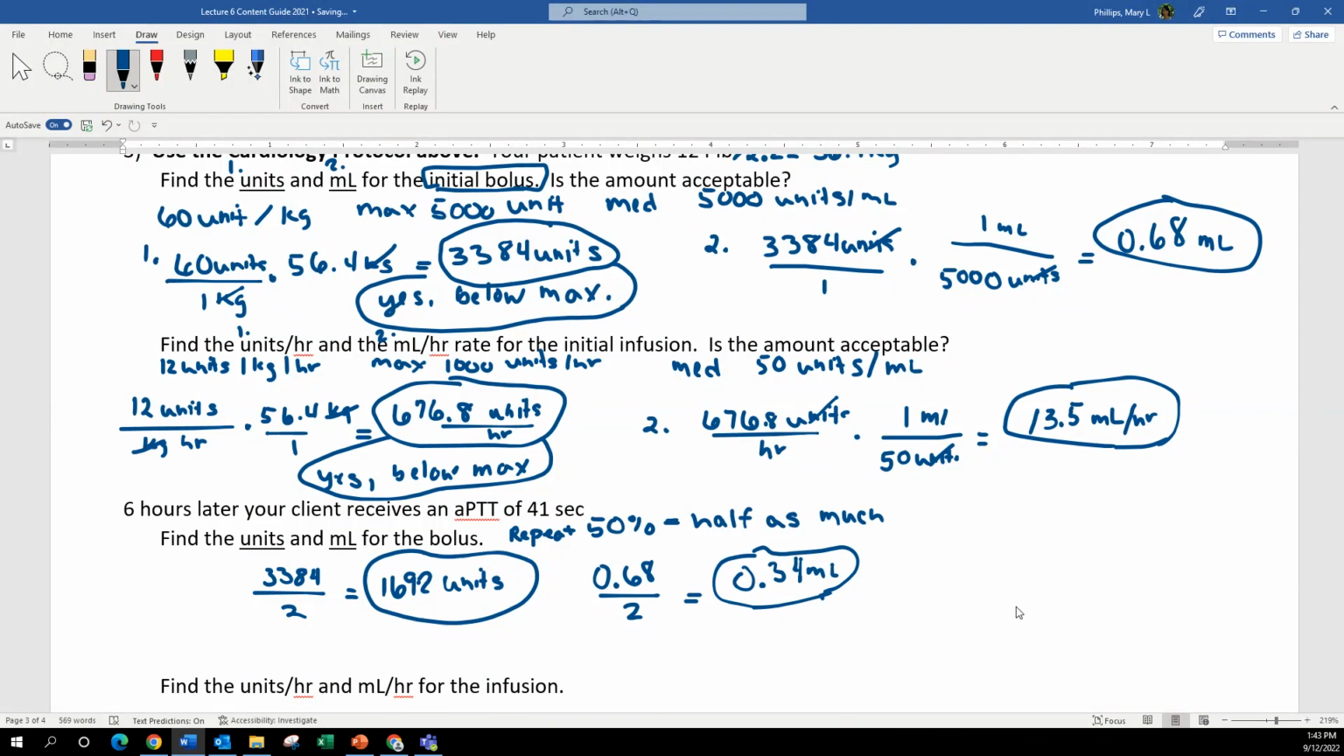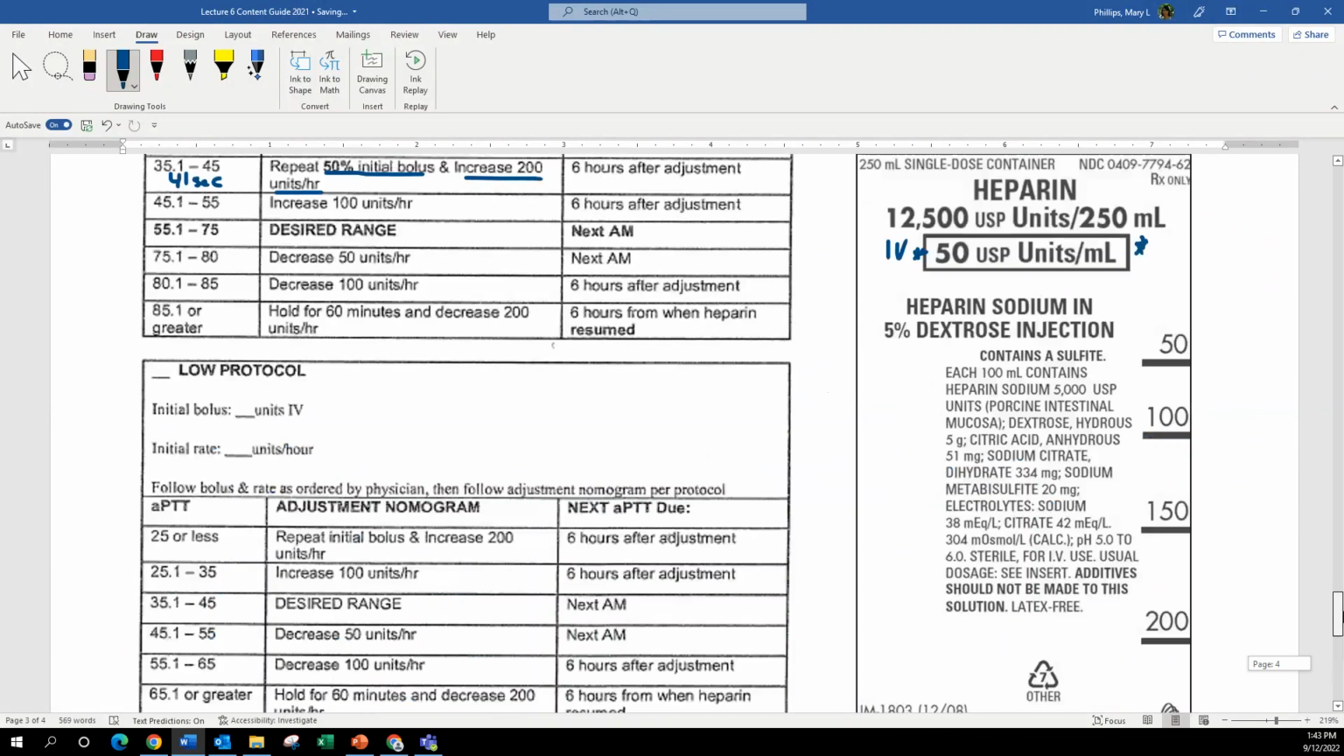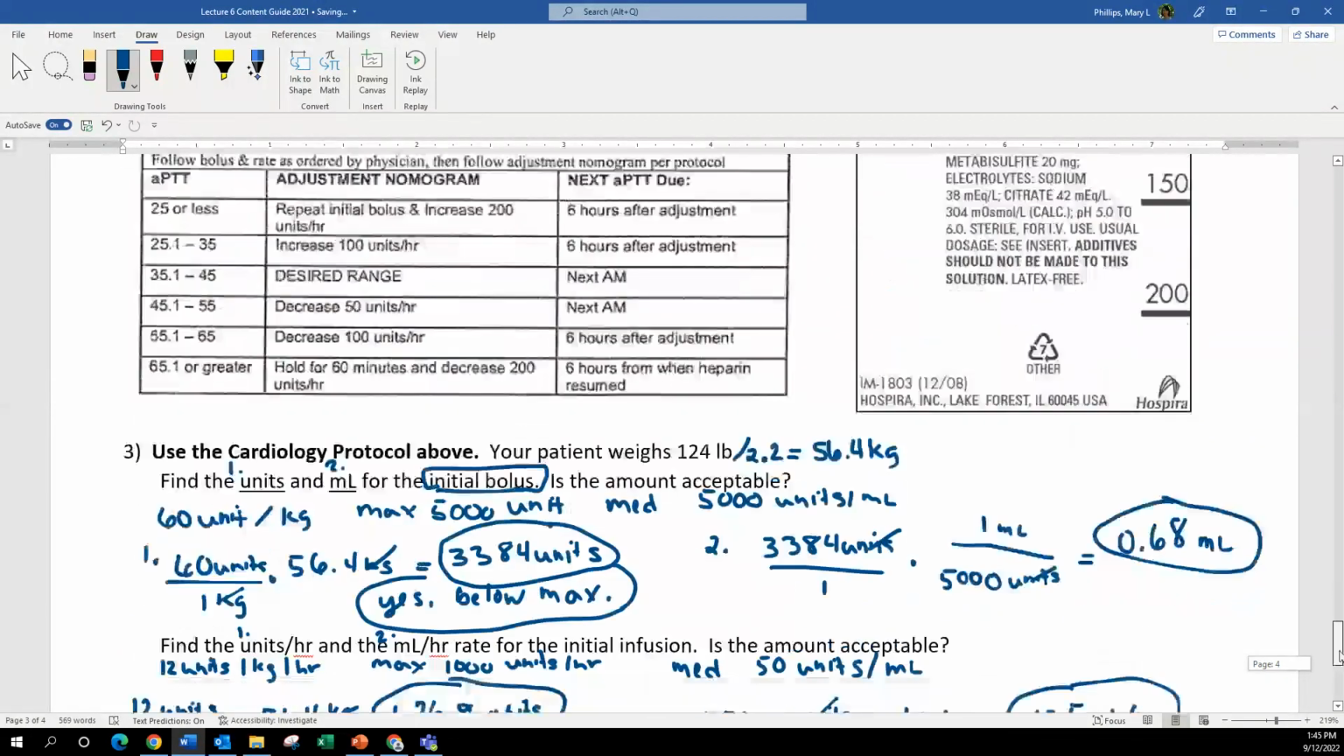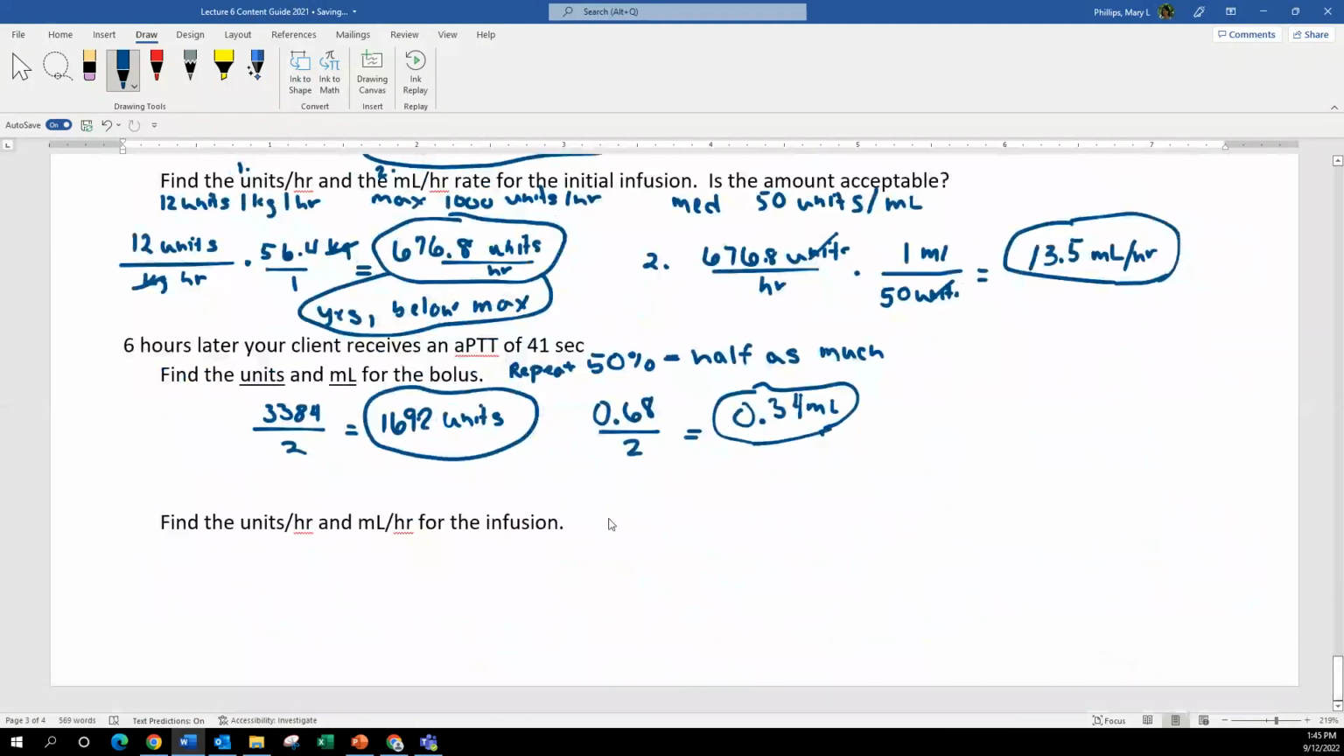Now it says find the units per hour and milliliters per hour for the infusion. So I'm going to go back and look up here at my protocol. It said I'm to increase by 200 units per hour. So I'm going to use an arrow to indicate increase by 200 units per hour. Well, how many units per hour were they getting? So I'm going to go back and look here where I did the units per hour before. They were getting 12 units per kilogram per hour.